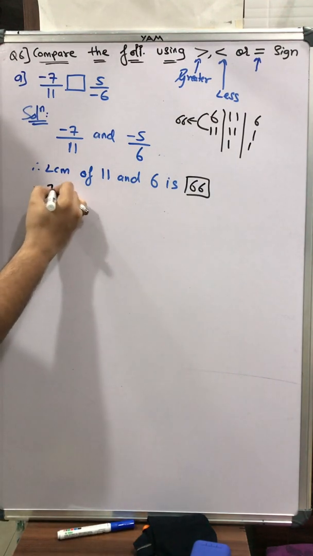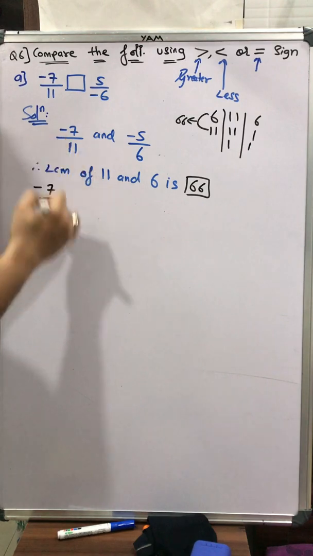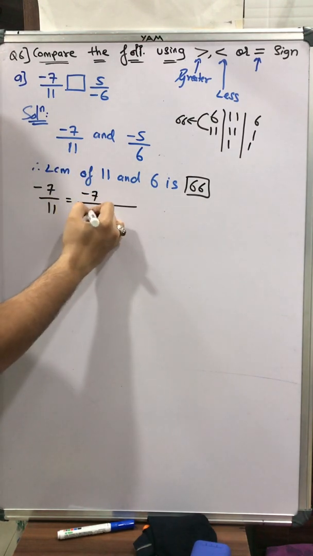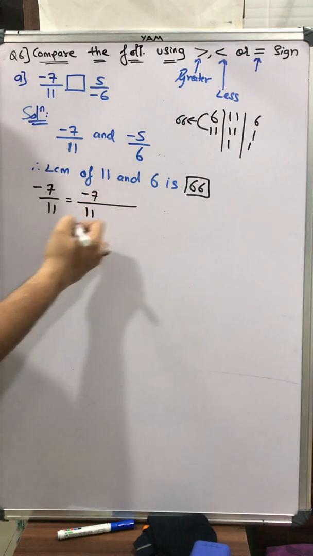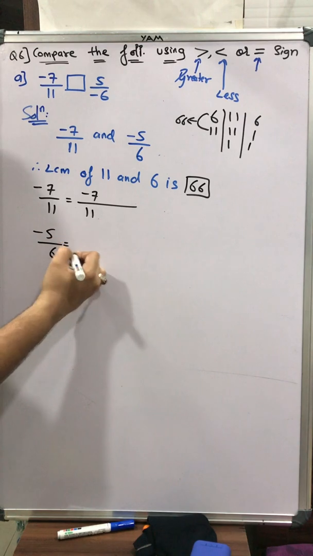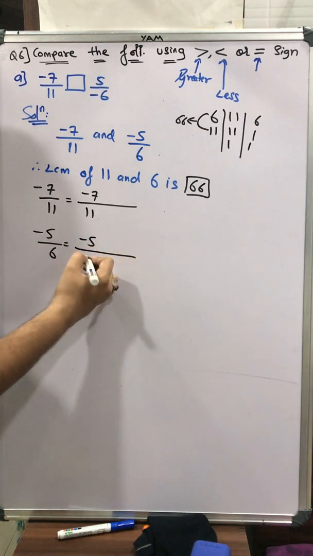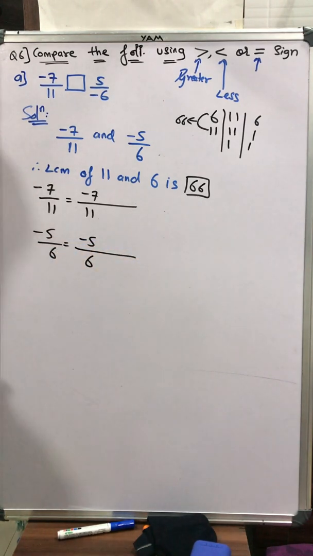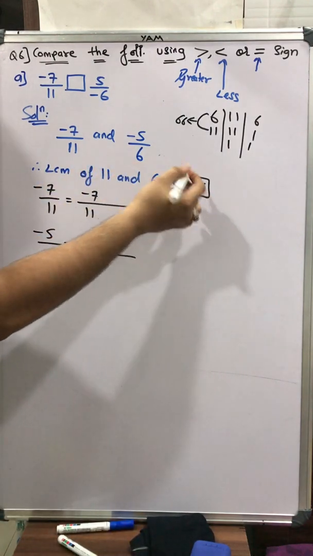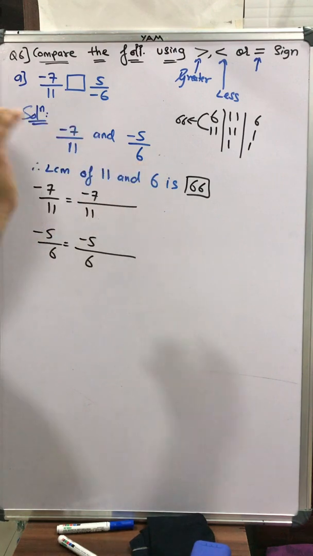Here it is minus 7 upon 11, the first one. Okay, so minus 7 as it is upon 11 as it is. Similarly, the second fraction is minus 5 upon 6, so minus 5 upon 6. Okay, now as you know, we decided that the LCM of 11 and 6 is 66, so I want to make it 66. Now students, pay attention here.